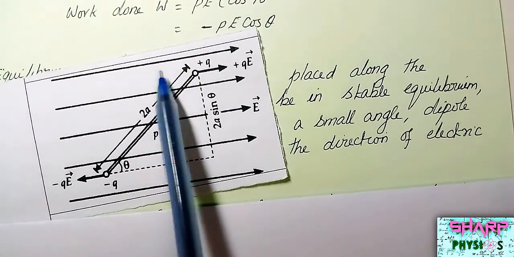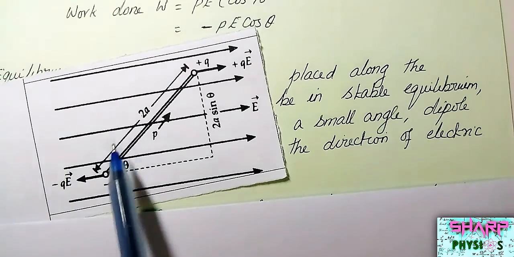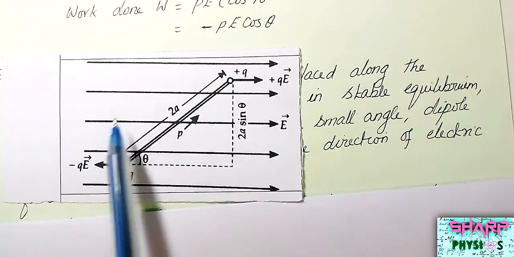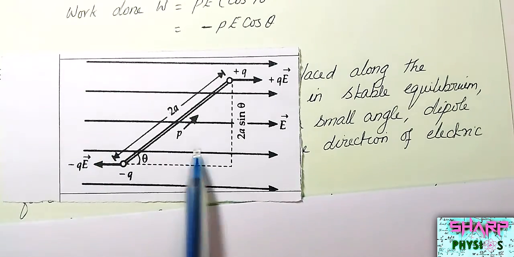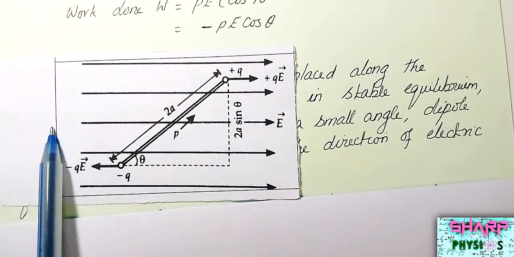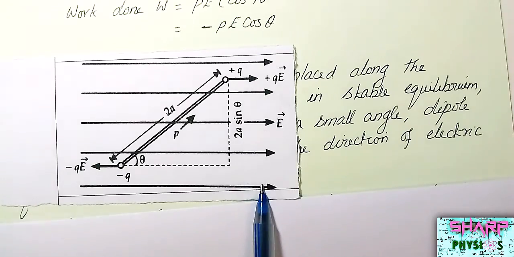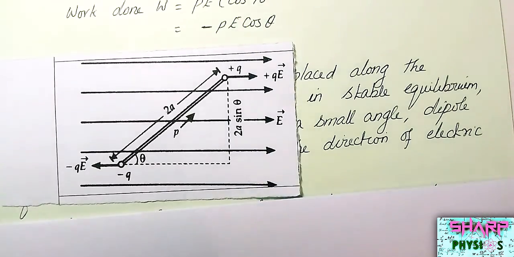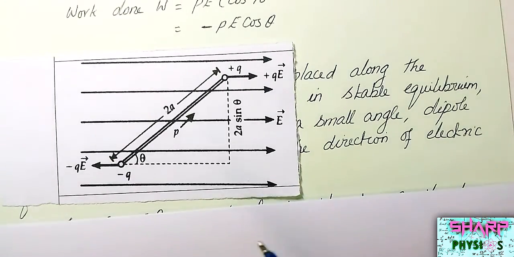Now when it is rotated to the opposite side, so that plus Q is on this side and minus Q on the other side, in the direction opposite to that of the electric field, then it will be in unstable equilibrium.